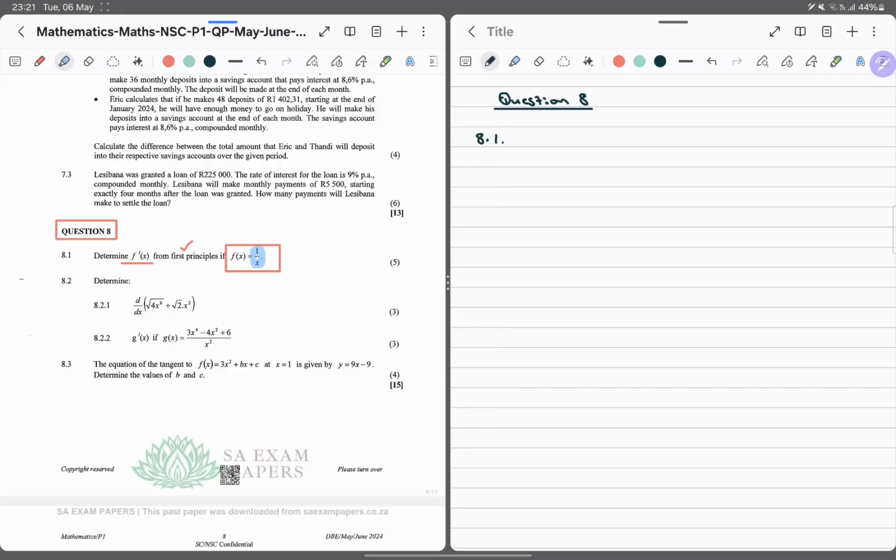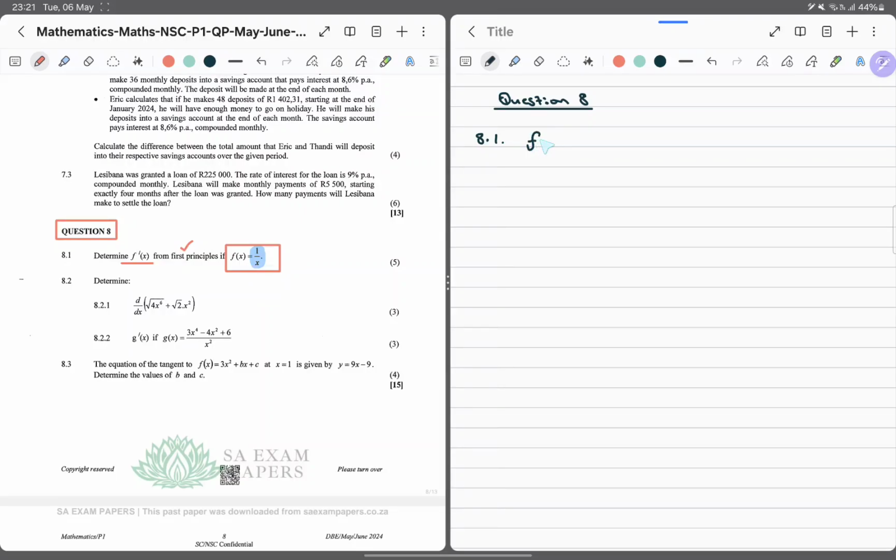Sometimes examiners do get ideas and they may give you something that may look a bit different, because then this time it does not just test you on how to use the first principles, but it also tests you on how to deal with algebraic expressions of different kinds. Anyway, let's have a look here.